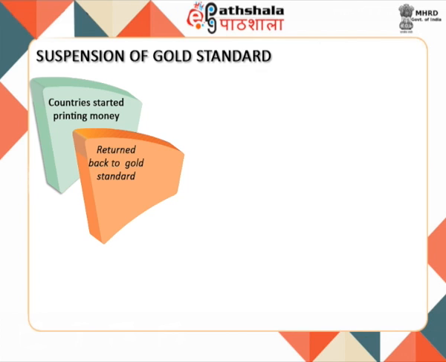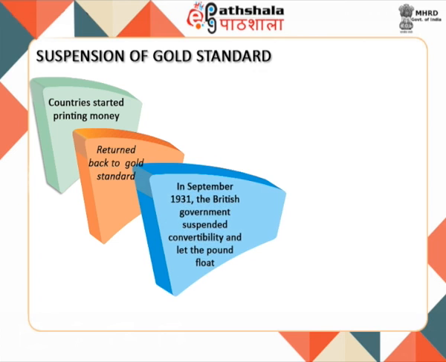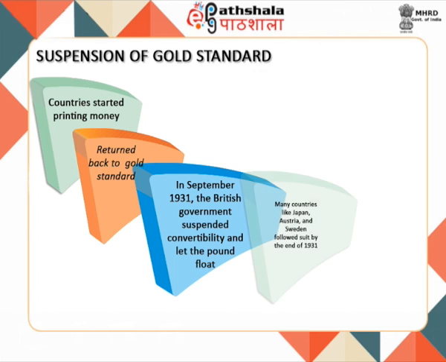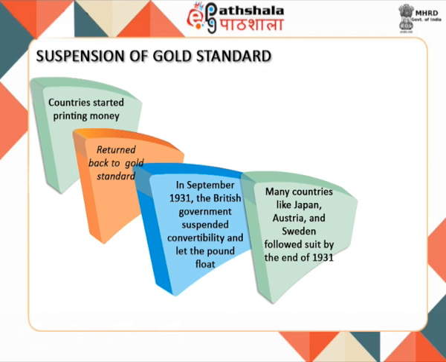With the onset of the Great Depression in 1929, Britain started experiencing recurring balance of payments deficit. Britain's gold reserves were depleting at a very fast pace, and it became impossible for them to maintain the gold standard. So, in September 1931, the British government suspended the convertibility and let the pound float. Many countries, like Japan, Austria, and Sweden, followed suit by the end of 1931.